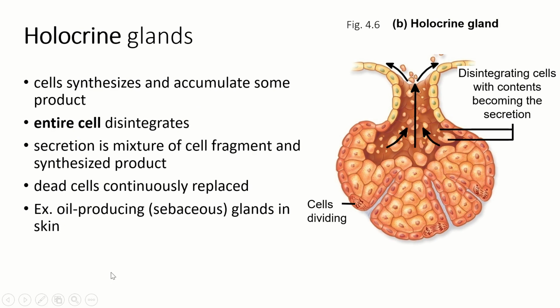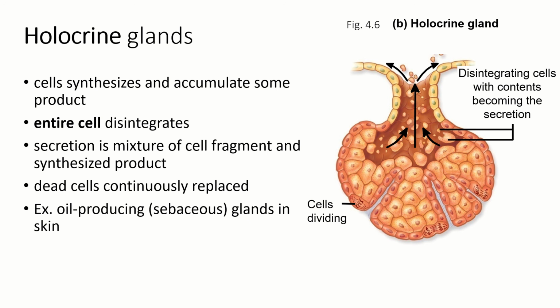Finally, the last kind are called holocrine glands. Holo means whole or entire. So these cells are going to build up whatever their secretion is inside the plasma membrane, inside the cytoplasm of the cell, and then the whole cell disintegrates. It's just going to break up into a bunch of different pieces, and those pieces are going to be secreted. So the secretion is the cell fragments, the synthesized product, and all of the parts of the cells, all the organelles, all of that stuff. That is all released in these holocrine gland cells.